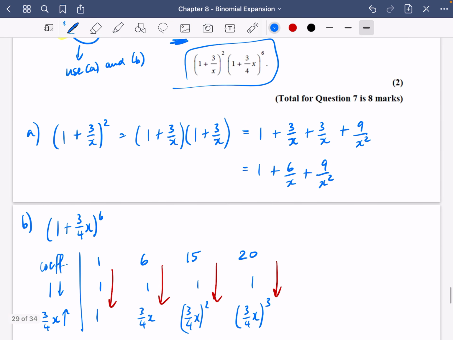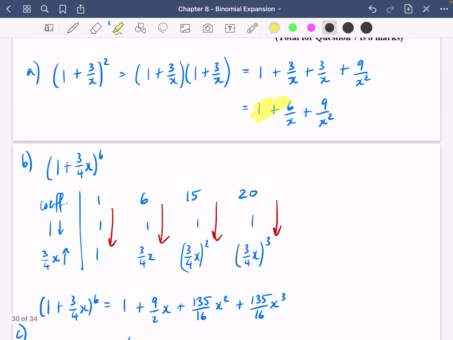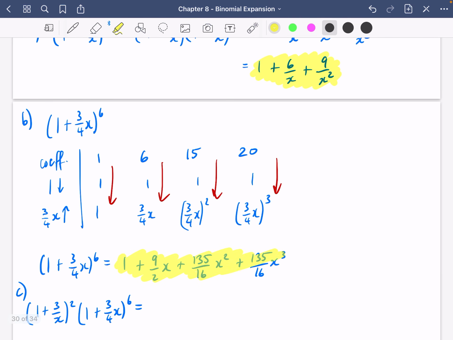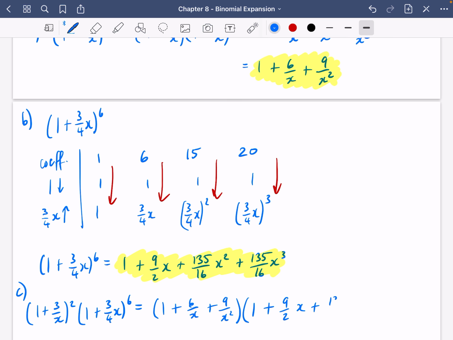So I'm going to take this thing, which I'm going to highlight here, and I'm going to multiply it by this thing that I've got here. Because that's what these first two bits are. This is this bit, and this is this bit. So it's going to be 1 plus 6 over x plus 9 over x squared multiplied by 1 plus 9 over 2x plus 135 over 16x squared plus 135 over 16x cubed.